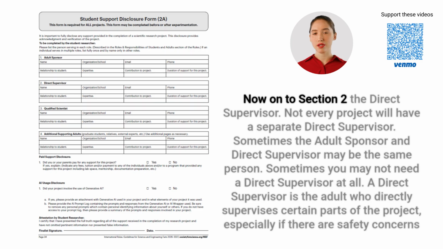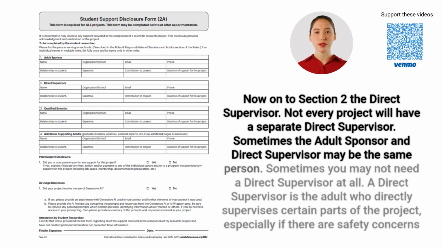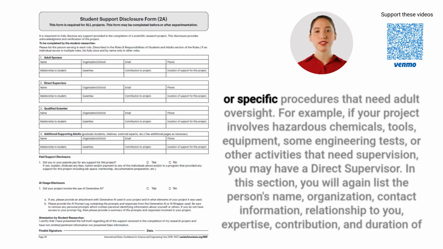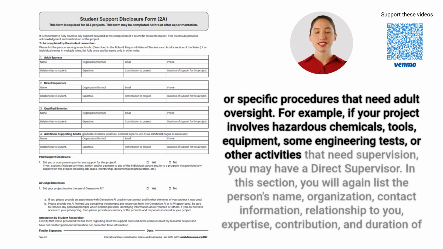Now on to Section 2, the direct supervisor. Not every project will have a separate direct supervisor. Sometimes the adult sponsor and direct supervisor may be the same person. Sometimes you may not need a direct supervisor at all. A direct supervisor is the adult who directly supervises certain parts of the project, especially if there are safety concerns or specific procedures that need adult oversight. For example, if your project involves hazardous chemicals, tools, equipment, some engineering tests, or other activities that need supervision, you may have a direct supervisor.